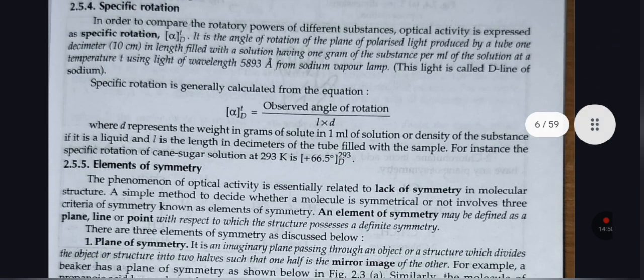Specific rotation. In order to compare the rotatory power of different substances, optical activity is expressed as specific rotation. It is the angle of rotation of the plane of polarized light passed by a tube of 1 decimeter (10 centimeter) in length, filled with a solution having 1 gram of the substance per ml of the solution, at the temperature T, using light of wavelength 5893 angstrom from a sodium vapor lamp. This light is called the D line of sodium.